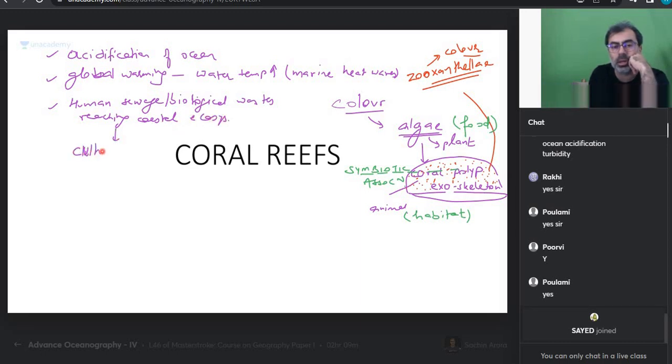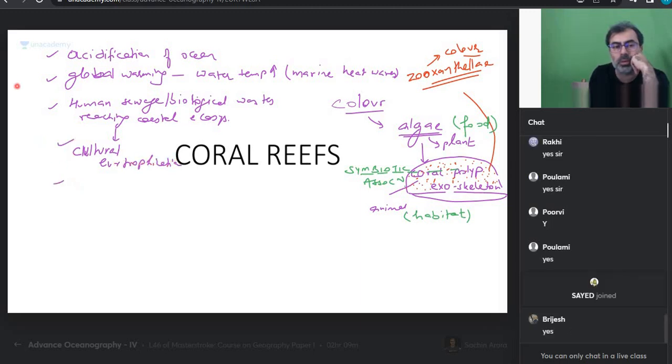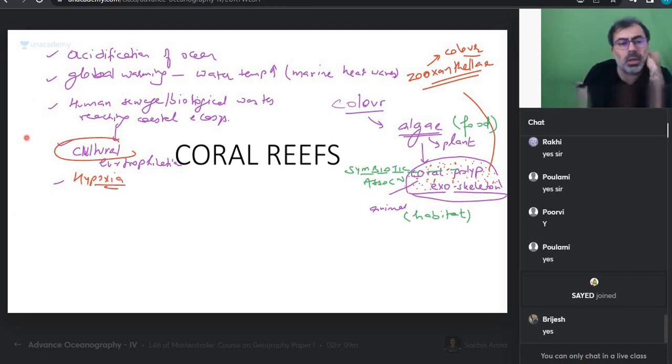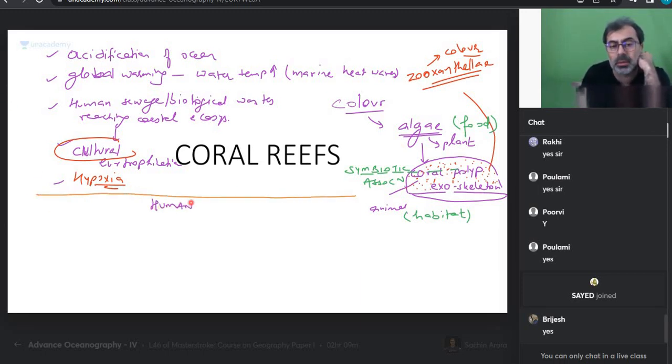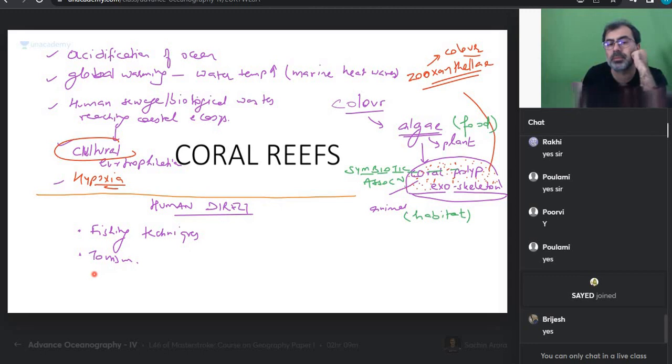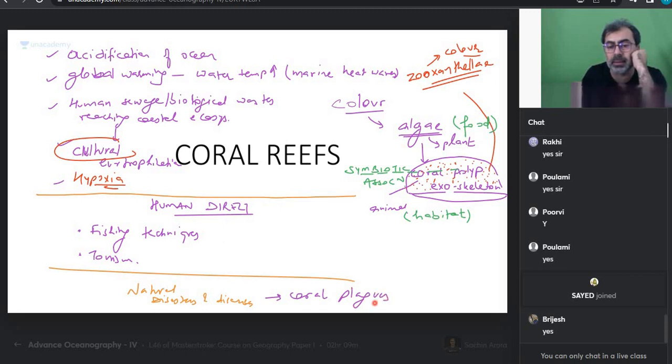You heard of cultural eutrophication and the condition of hypoxia? Severe shortage of oxygen on account of these and human activities, human direct activities like fishing techniques, tourism, and even natural disasters and diseases like corals suffer from plagues, etc.